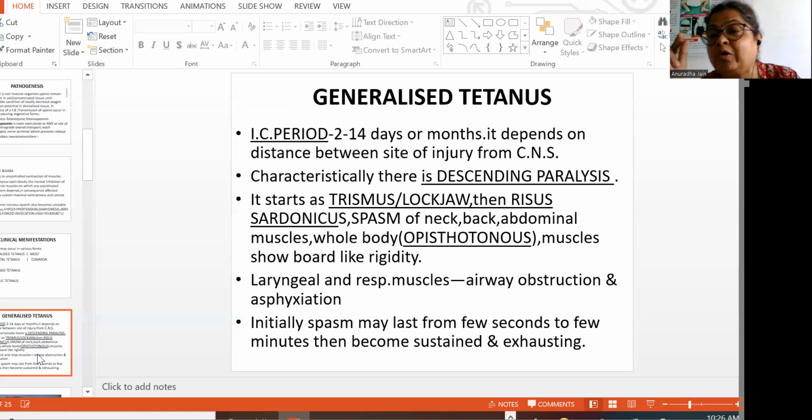Muscles show board-like rigidity. They become so rigid. Then laryngeal and respiratory muscles are involved, and airway obstruction and asphyxiation also occur. Initially, spasm may last from a few seconds to a few minutes and then become sustained and exhausting.